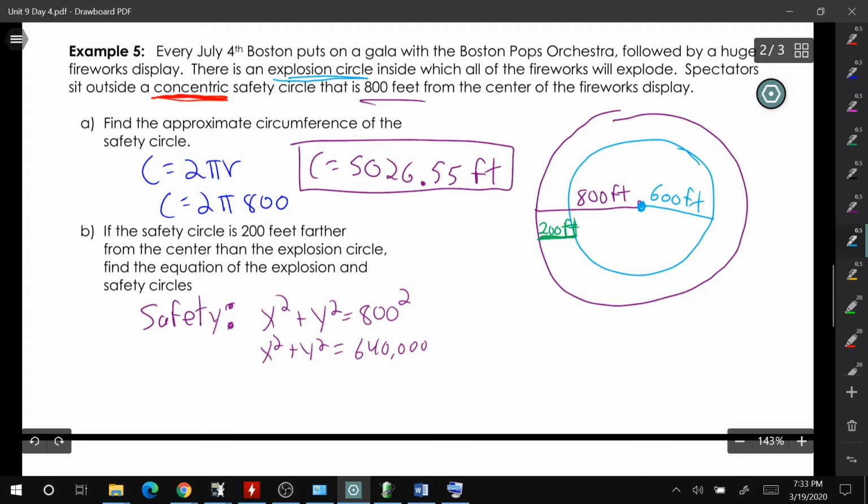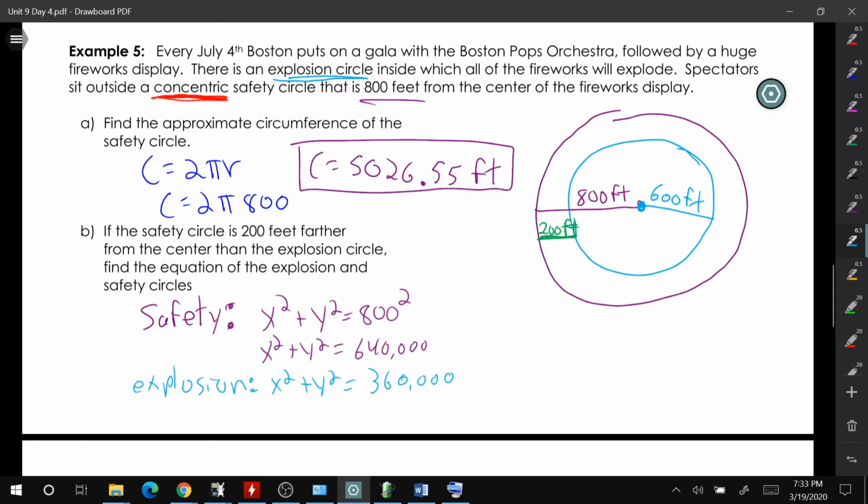Now for the explosion, the same center, x squared plus y squared equals, and we can do 600 squared to get 360,000. Alright, so those are the two equations of circles that we're going to use.